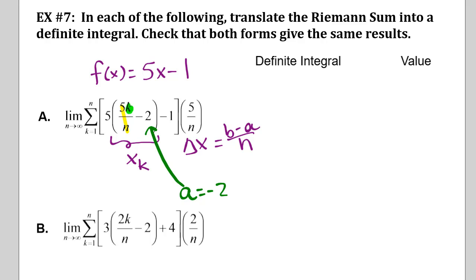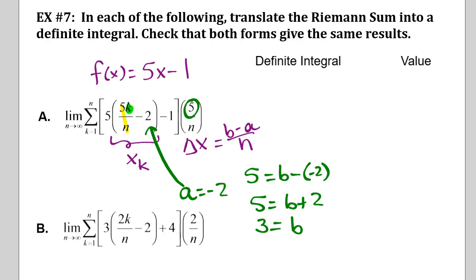So a in this case is equal to -2. If I know that a is -2, then we also know that b minus a is equal to 5. This is our delta x. It's b minus a over n. We've got the n in the denominator, but up top, what we have is 5. So I can solve for b by saying 5 equals b minus -2, because we just said a is -2. So we've got 5 equals b plus 2, or b equals 3. We're looking at an integral that's going to go from -2 to 3. We've already identified our function is 5x minus 1 dx.